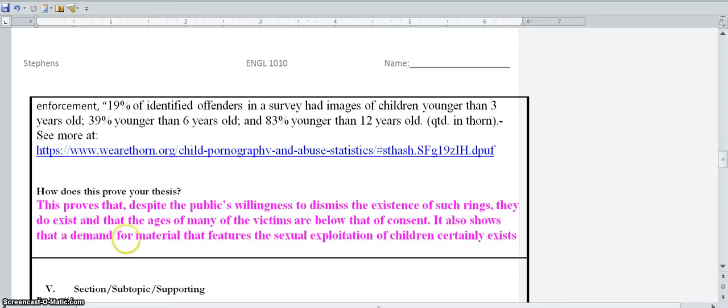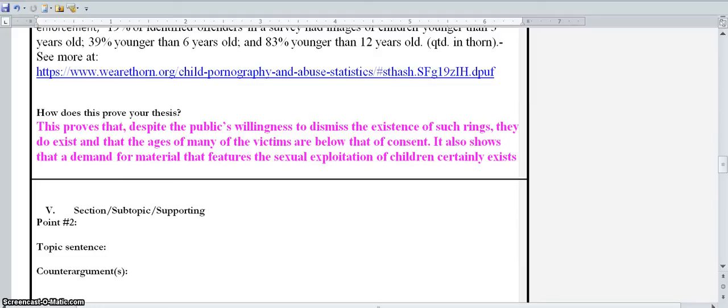So I want to go on and say how this helps me prove my thesis. This proves that despite the public's willingness to dismiss the existence of such rings, they do exist, and that the ages of many of the victims are below that of consent. It also shows that a demand for material that features the sexual exploitation of children certainly exists. Okay, so that is one point I would want to make.